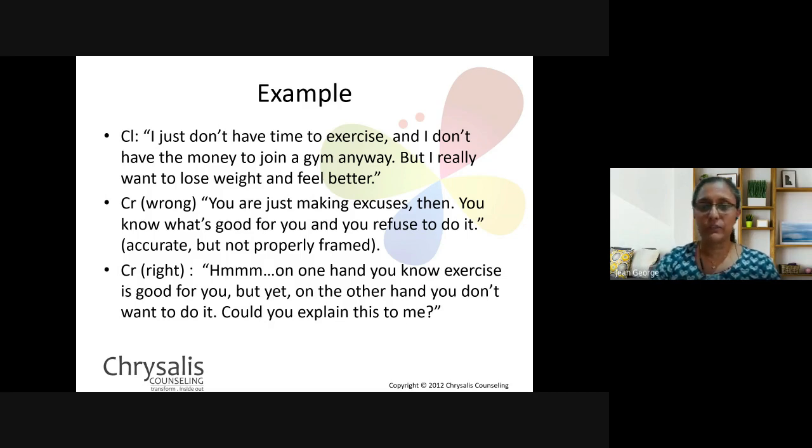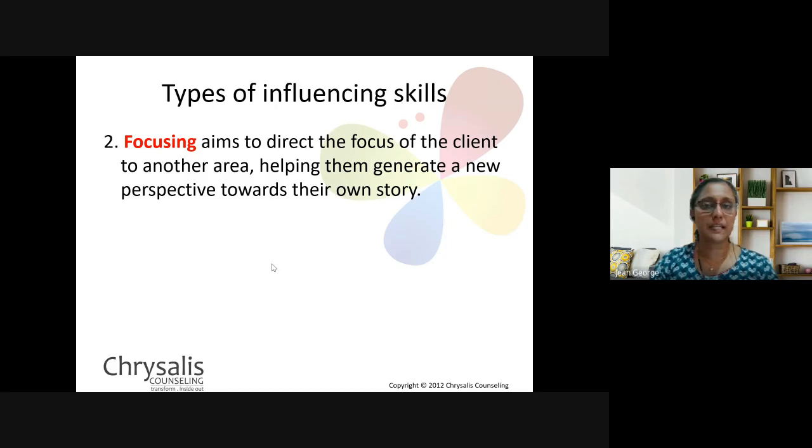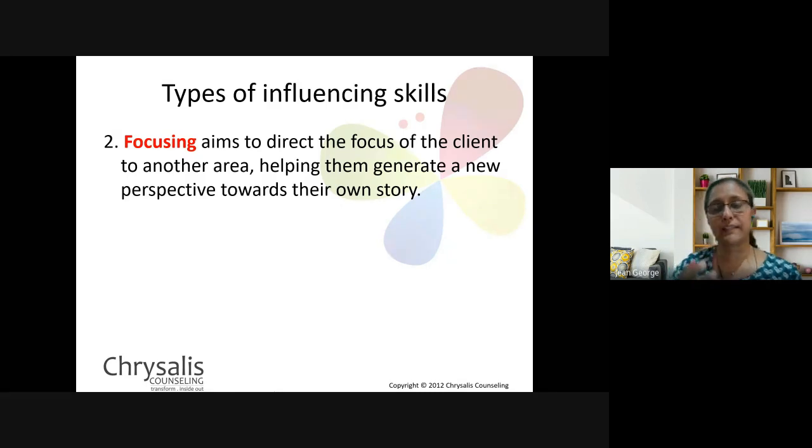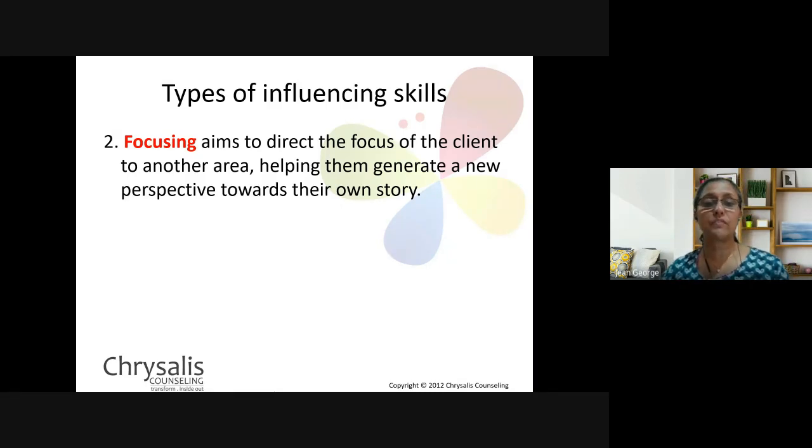Okay, so we saw what influencing skills was. Let's look further, into the second one. The second type of influencing skill is what we call focusing, the skill of focusing. Now, focusing, what does it enable a counselor to do? To direct the counselee's conversation into specific areas.